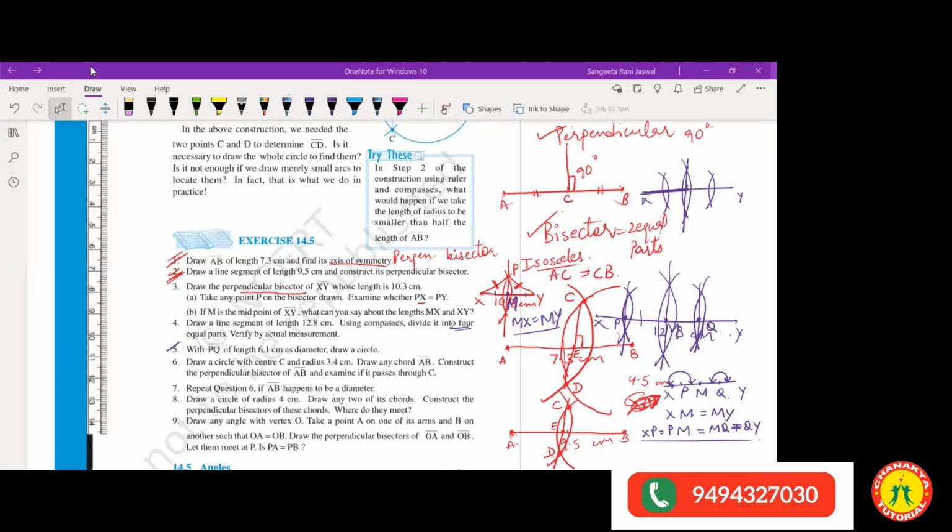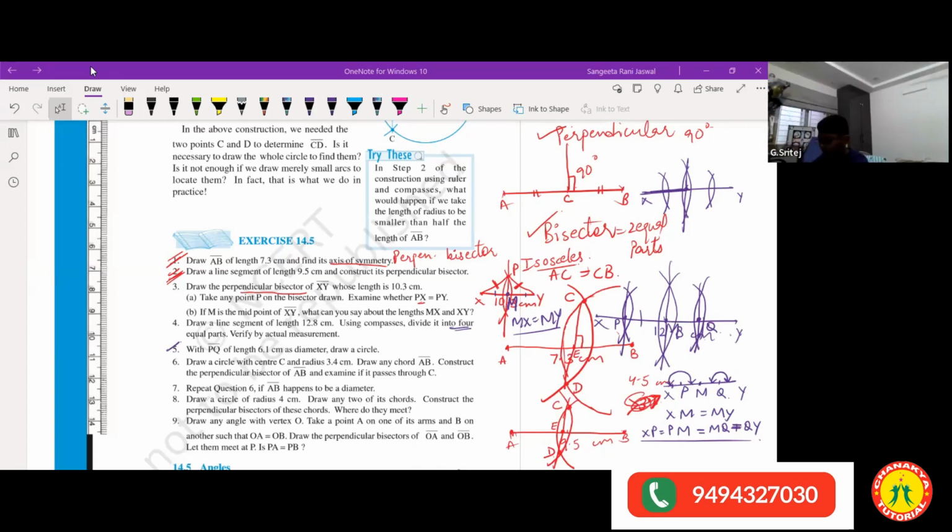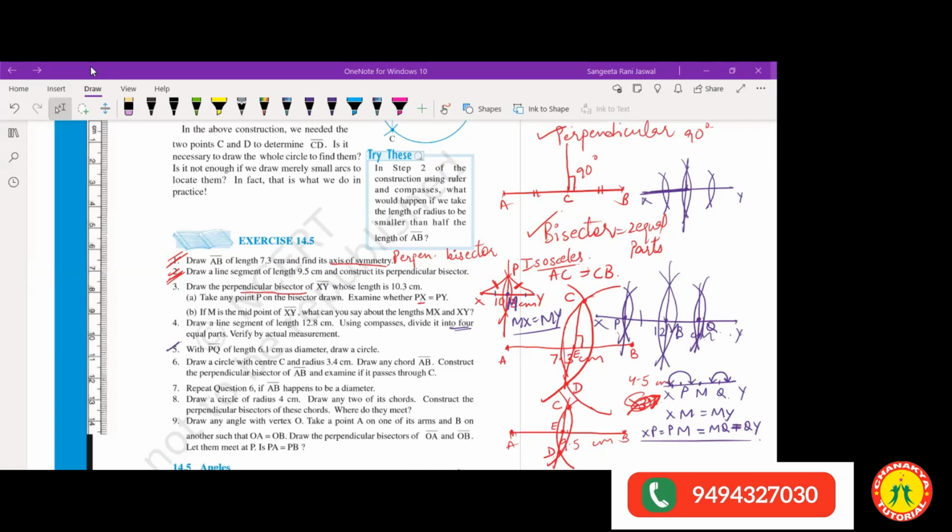Draw a circle of 3.4 centimeter. Draw a chord AB. Check if it passes through point C in perpendicular bisector. Teacher, it passes. These are not the steps. He has to make a circle with radius that is 3.4 centimeters. Yes. Sritej, you read your steps.